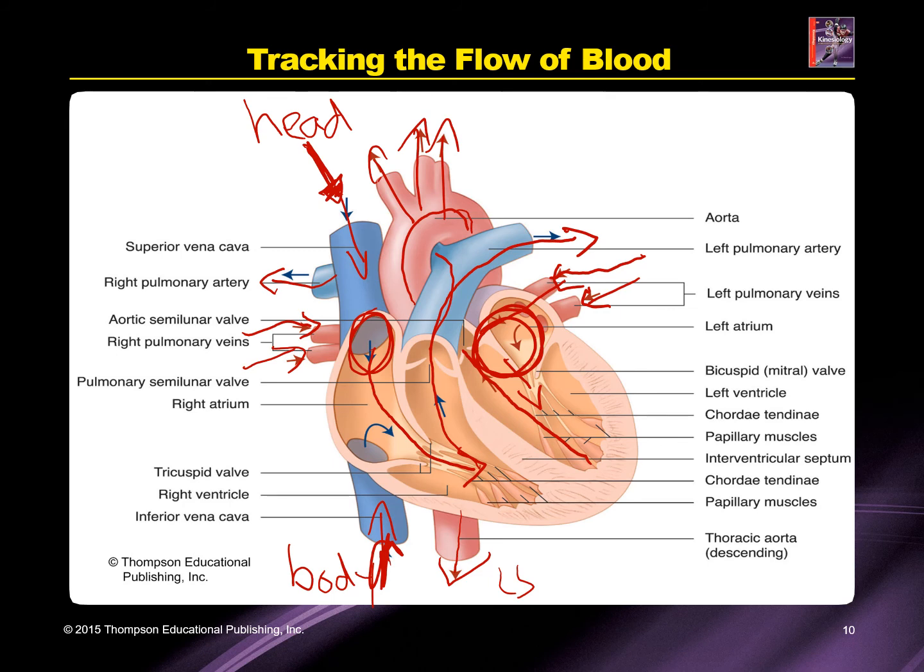The structures on this diagram you're also going to need to know. The chordae tendineae are just little cords that join on to the flaps, the valves in your heart, to keep them going in the right direction. You've got the interventricular septum, which is the dividing wall between the left and the right chambers of the heart. You've got the papillary muscles and all of those structures that are a part of the heart. I want you to be able to label them.